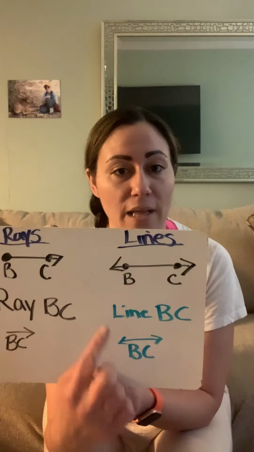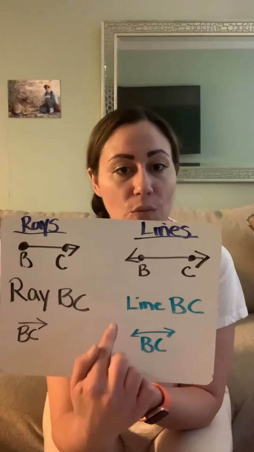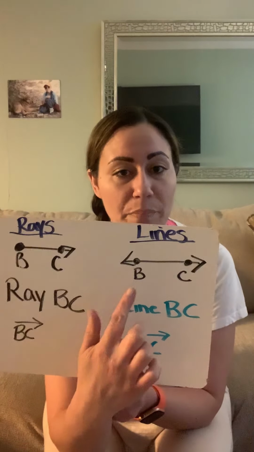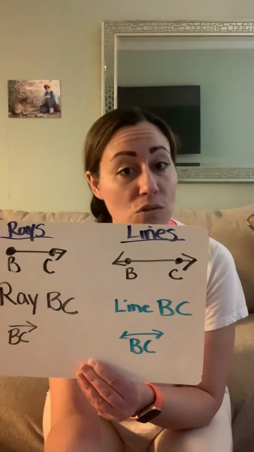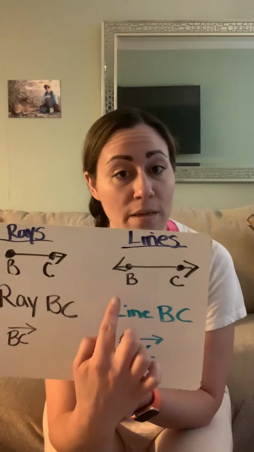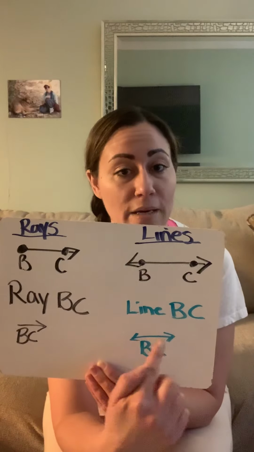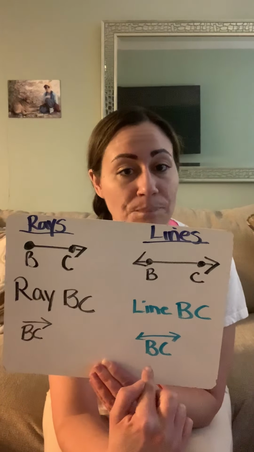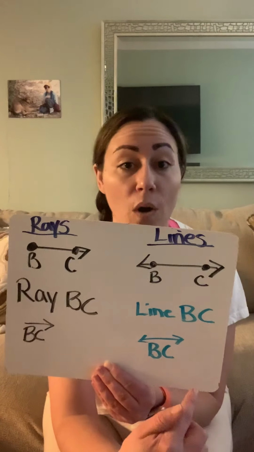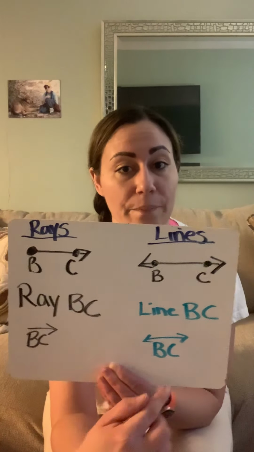And when we name a line that has 2 points, we can call it line BC, or we could also call it line CB, or we can write it as a symbol, a small line with 2 arrows, and it could be BC or it could be CB.